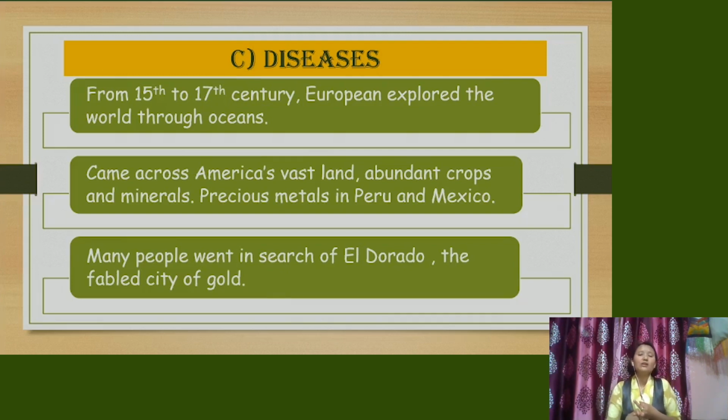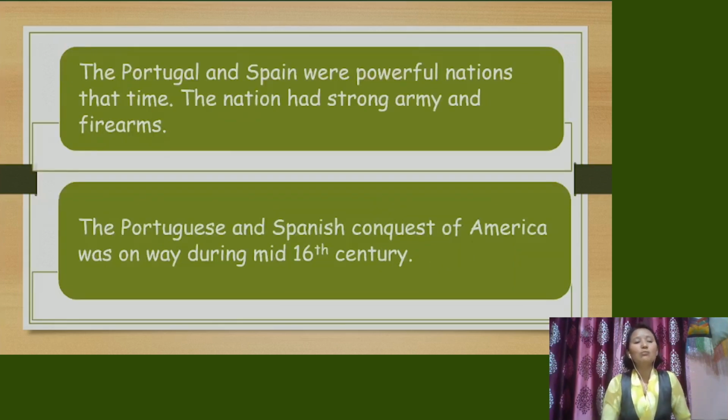Not only that, the Europeans also got to know about El Dorado. El Dorado means the fabled city of gold, a city full of gold in America. When they got to know about this, many European people went in search of El Dorado. At that time, Portugal and Spain were the two most powerful countries in Europe. These two nations had a very strong army and firearms.